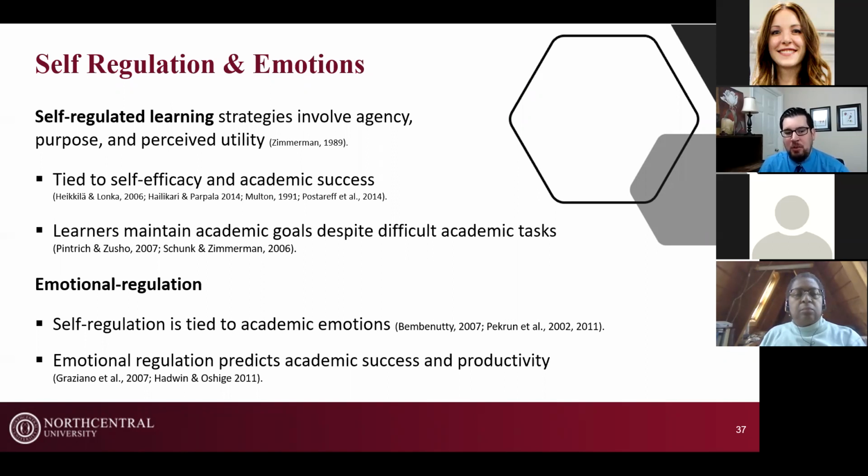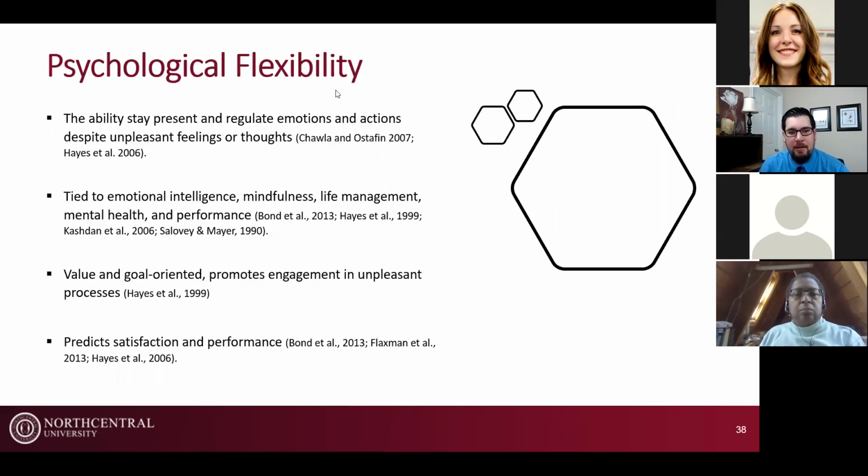In terms of emotion regulation, self-regulation is tied to our academic emotions. Emotion regulation predicts academic success and productivity. Psychological flexibility is the ability to stay present and regulate our emotions and actions despite unpleasant feelings or thoughts. It's tied to emotional intelligence, mindfulness, which is accepting the present, life management, mental health, and performance effectiveness.